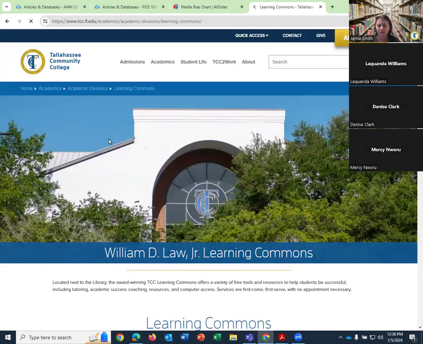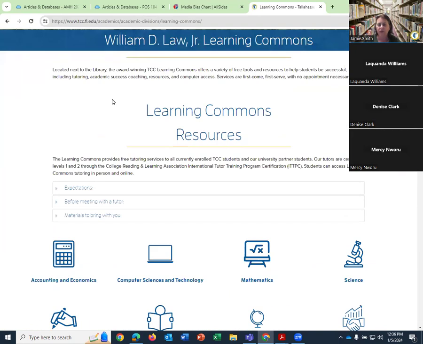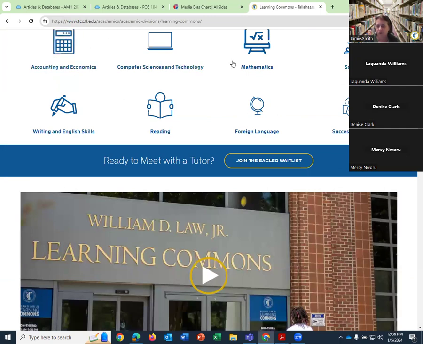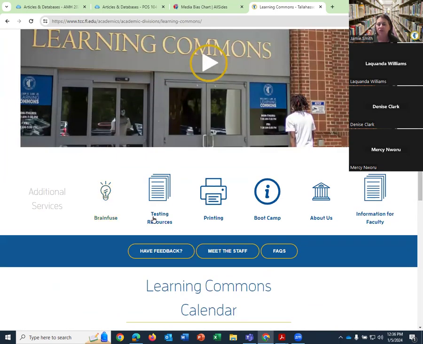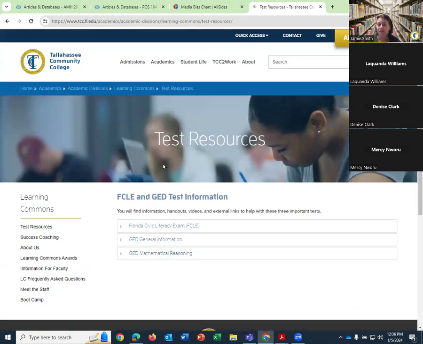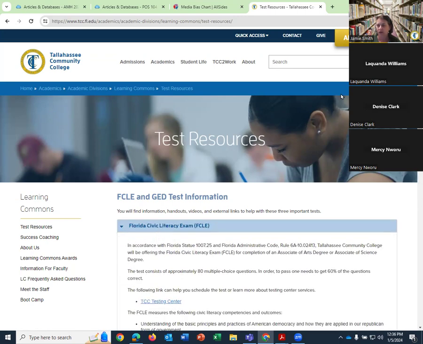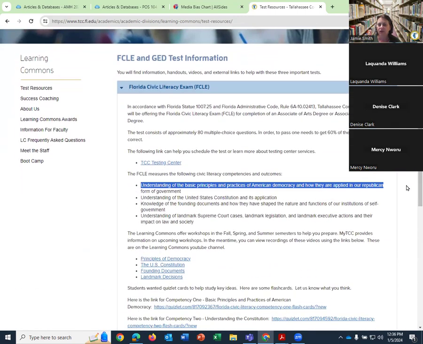So for the test, you just scroll down. These are all the wonderful tutor resources we have, but you want to scroll down and do testing resources. And in testing resources, there's Florida Civic Literacy Exam right there. And we tell you where you can schedule your own test. And I would wait and see if your class is going to schedule it. No sense in you taking it and then your class doing it again.